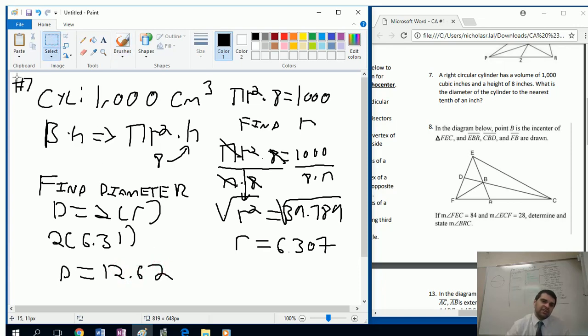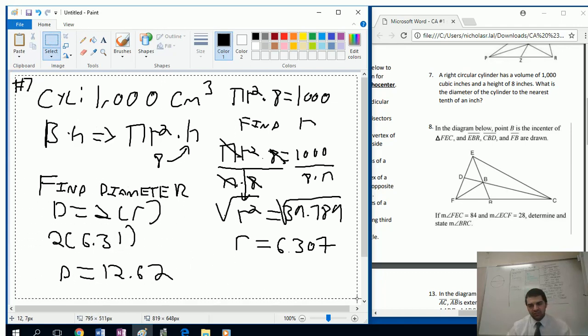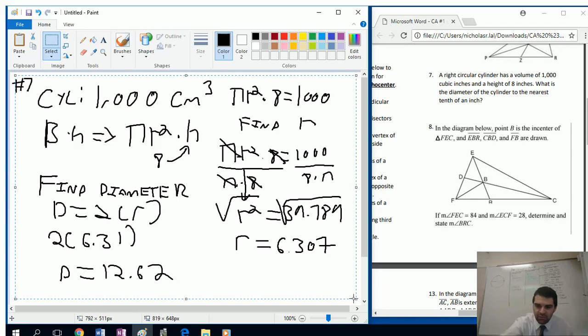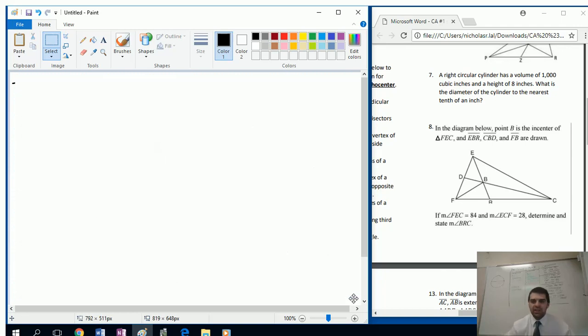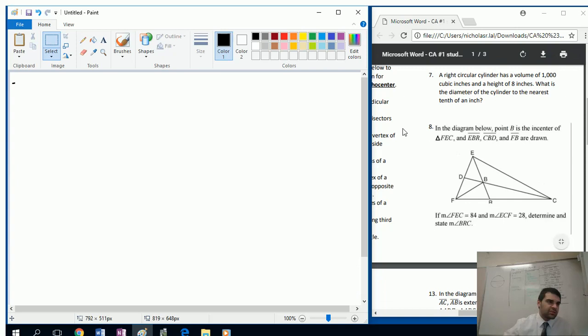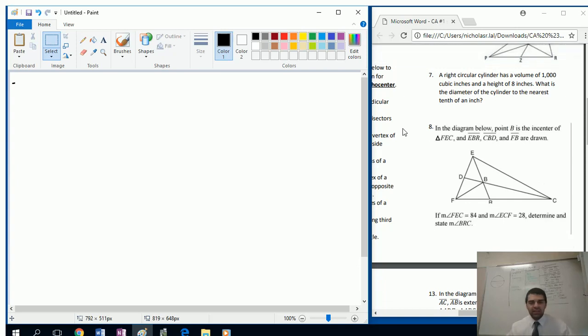I'm going to try to move at a faster pace from this point on, but don't worry if it's too fast for you, because you can always pause and go back. But I do want to start moving at a faster pace so we can get through all these problems. So let's move to number 8.